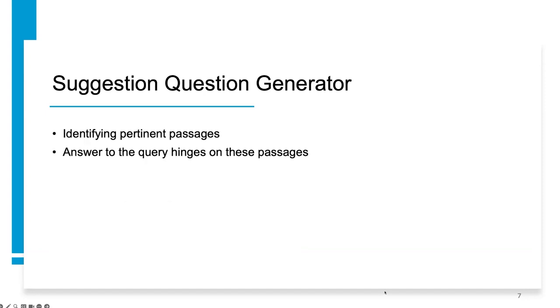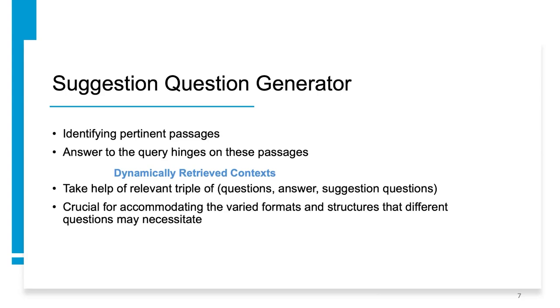So our framework involves two key steps. First, we have to identify the pertinent passages, as the answer to the query hinges on these passages. This we call dynamically retrieved context. And second, we have to select contextually relevant triplets from the dataset in the form of question, answer, suggestion questions. These triplets are crucial for accommodating the varied formats and structures that different questions may necessitate.